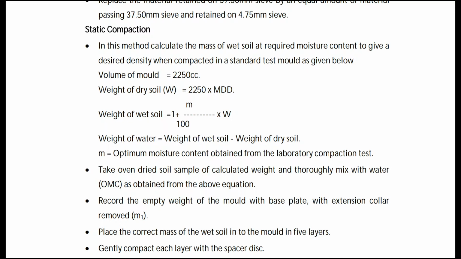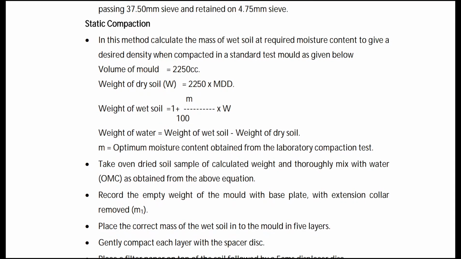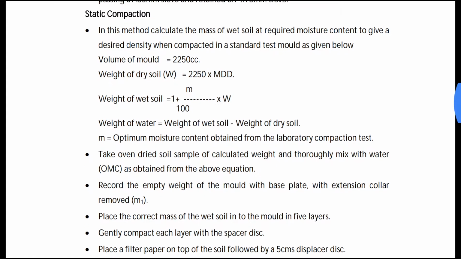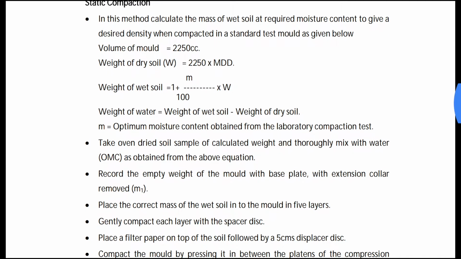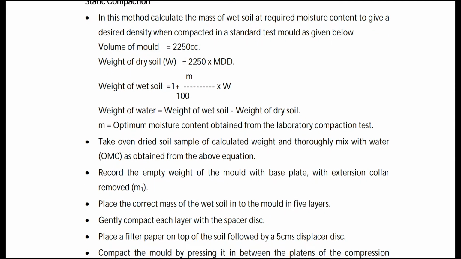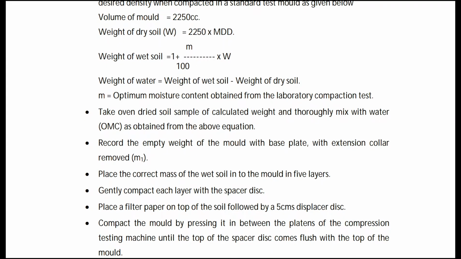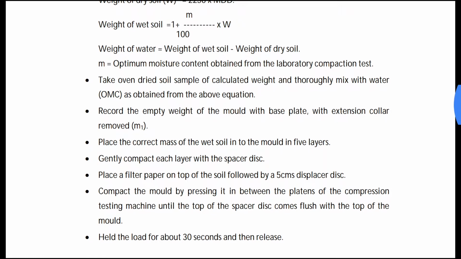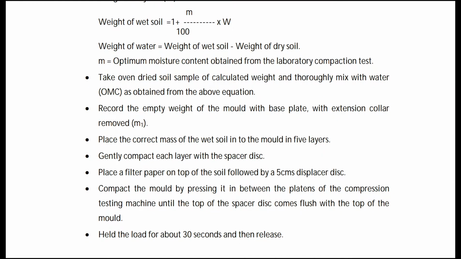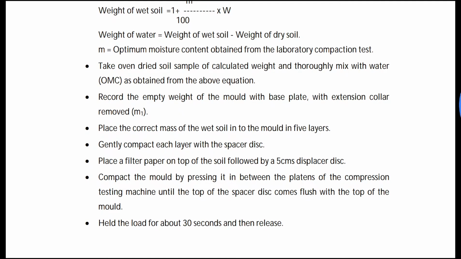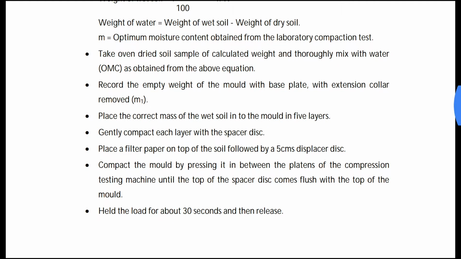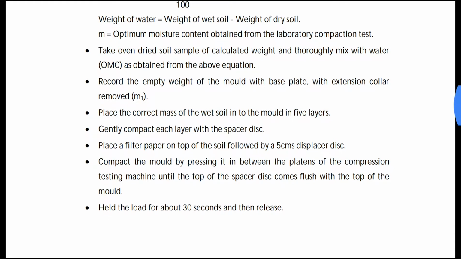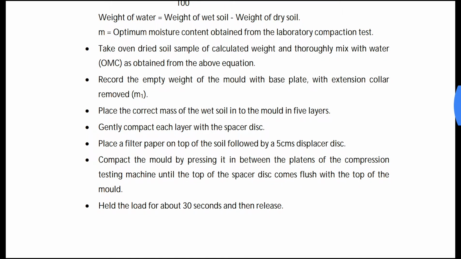In this method, calculate the mass of wet soil and required moisture content to a given desired density when compacted in a standard test mold as given below. Volume of 2,250 cc, weight of dry soil equals 2250 times MDD. Weight of wet soil is equal to (1 + m/100) times W. Weight of water is equal to weight of wet soil minus weight of dry soil. Optimum moisture content obtained from the laboratory compaction test.